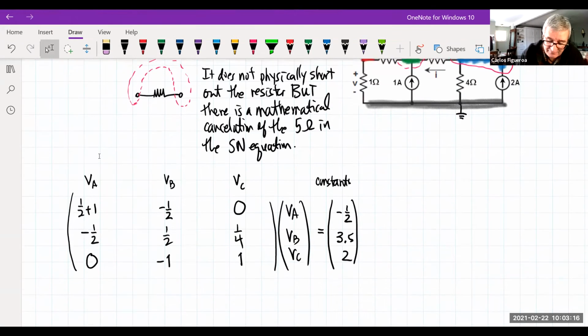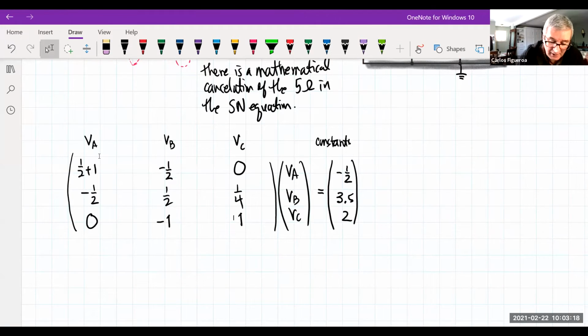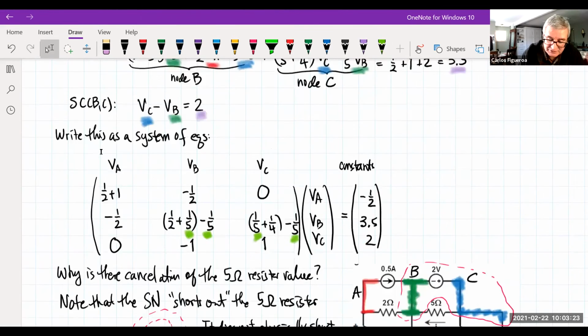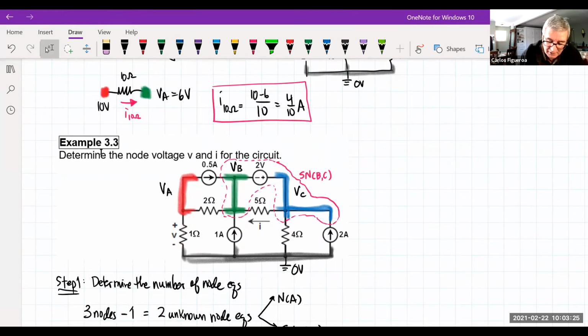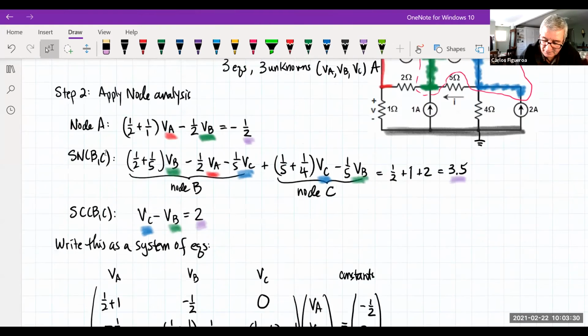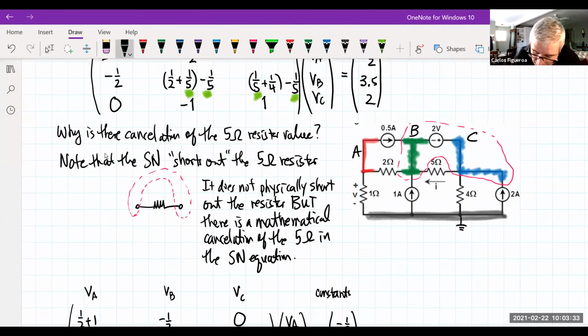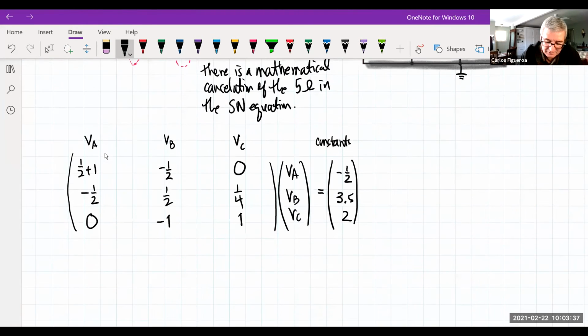Okay, so now that I have it in matrix form here, if you go back to the original question, the question was what? Determine the voltage V and the current I. So if I'm going to determine the voltage, I want the voltage V and I want the current across the 5 ohm resistor. So now I'm just going to get my solution here, right? Here's my solution through matrix magic.